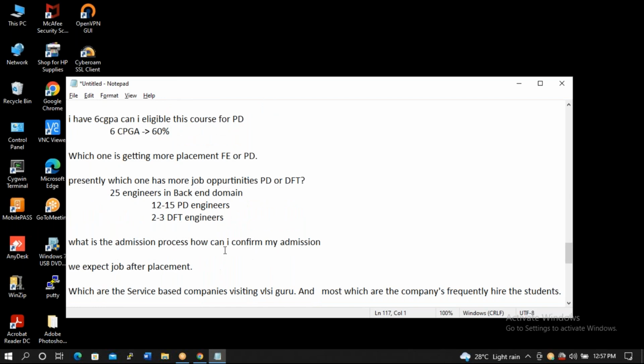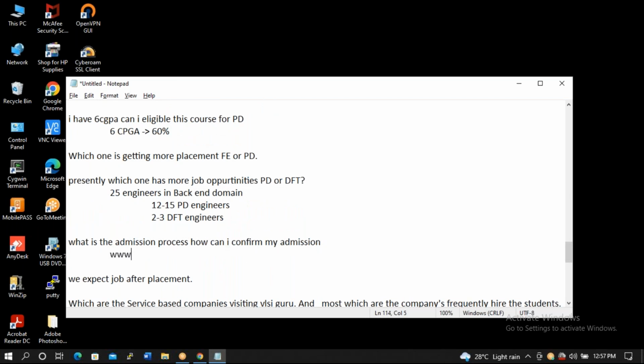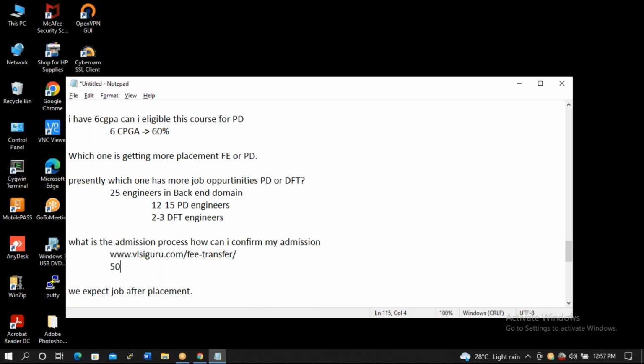Next, what is the admission process? How can I confirm my admission? Basically, you can make the initial enrollment fee transfer to this account. You can confirm your enrollment by paying 5,000 INR to this account. The remaining fee can be paid in installments.